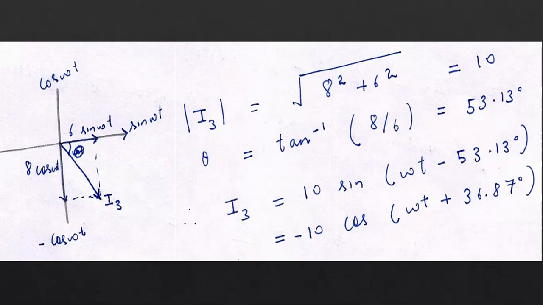Now we can see that the y component is on the downward side, so it will be minus 10 cos of omega t plus 36.87 degrees. So this numerical is solved. If you have any doubt, please ask in the comments. It is a good numerical to get the concept of this phasor diagram and different frame.